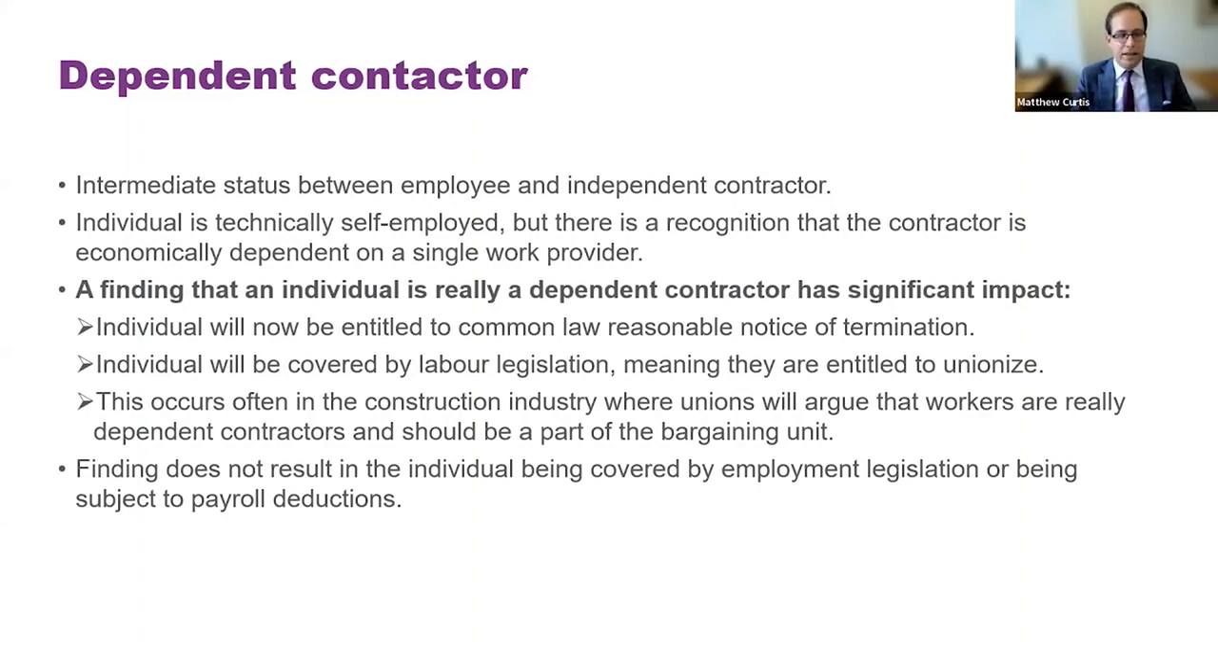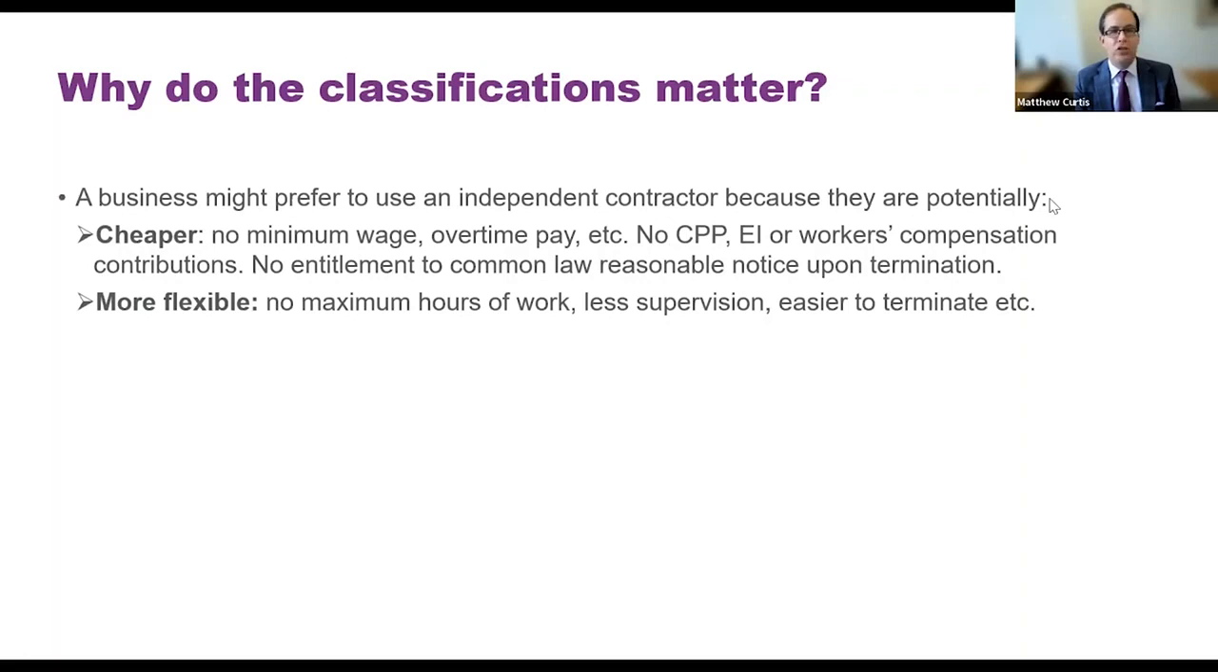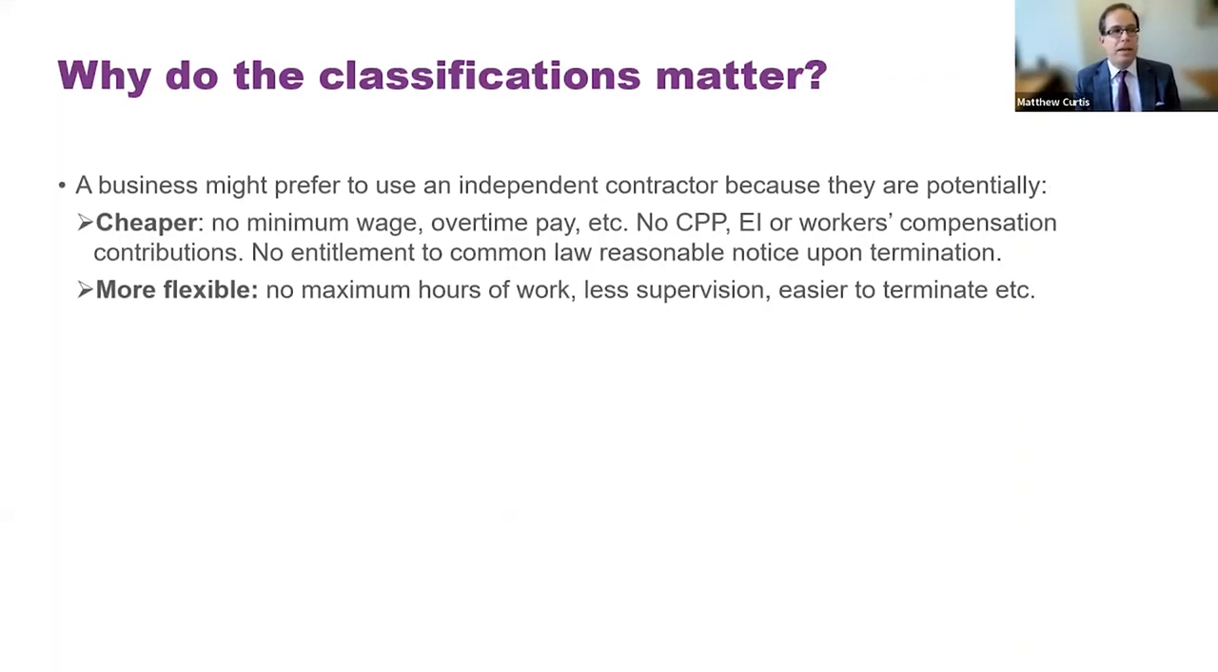Okay, so next slide. Why do these distinctions matter? Well, some businesses obviously would prefer to use independent contractors because there's potentially a cost savings element. There's no minimum wage, there's no Canada Pension Plan or CPP contributions, and the termination entitlements are set out clearly in the contractor agreement. It can also be a bit more flexible when it comes to hours of work and less supervision, and again, the ability to terminate for likely less cost than an employment termination. Next slide.